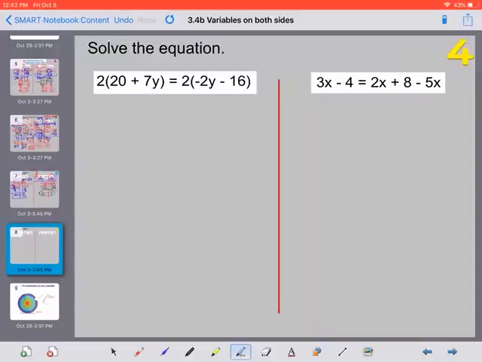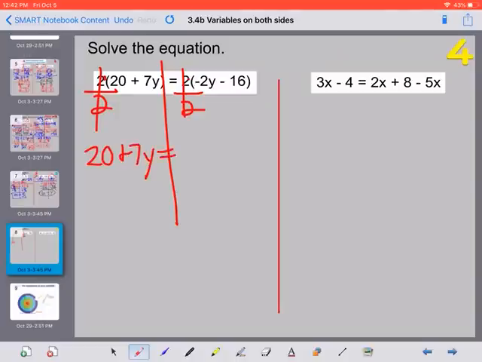Last 2 questions. Just like the very first page, it looks like a lot. Now, I want to teach you a trick. We did this already before. If you have a number on the outside of the parentheses, you can actually get rid of that. If they're both even numbers and they divide nicely, the opposite of multiplying by 2 here would be dividing by 2. So if I do it to one side, I can do it to the other. 2 over 2 is just 1. And all we have left is 20 plus 7y and negative 2y minus 16.